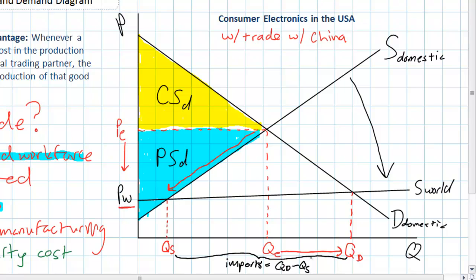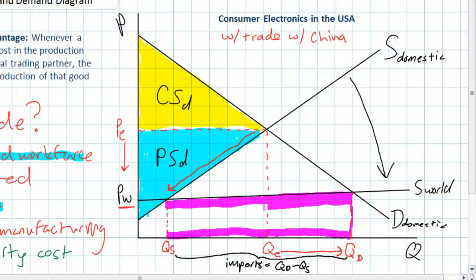The rectangle below PW and between QS and QD therefore now represents the revenues of Chinese electronics manufacturers enjoyed thanks to free trade with the United States. So the price of PW times the quantity imported represents Chinese producer revenue. This is the total amount spent by American consumers on imported Chinese electronics.